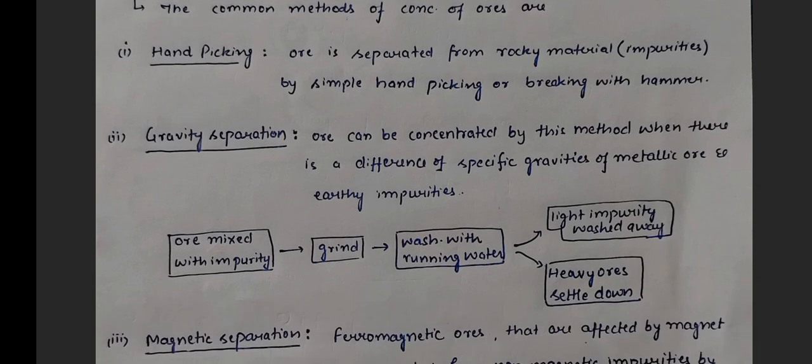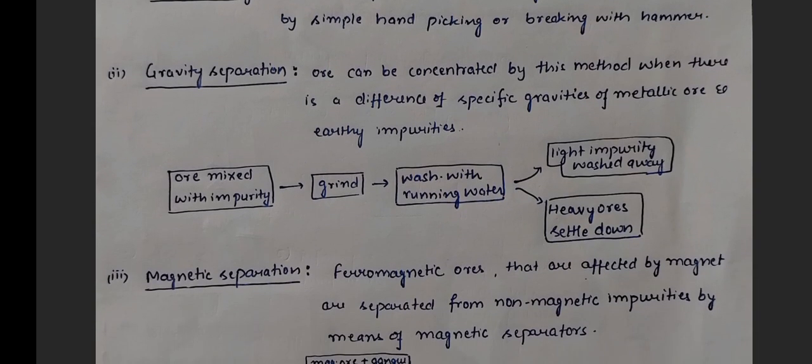Second is gravity separation. Ore can be concentrated by this method when there is a difference of specific gravities of metallic ore and earthy impurities. That is, ore mixed with impurity, and then we grind it, then wash with running water, then light impurities are washed away, heavy ore settles down.